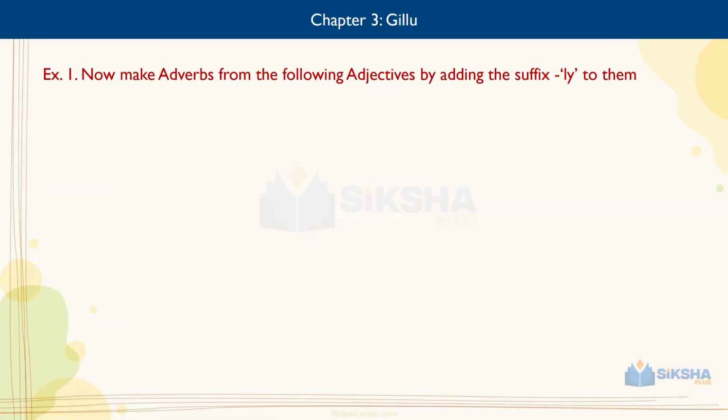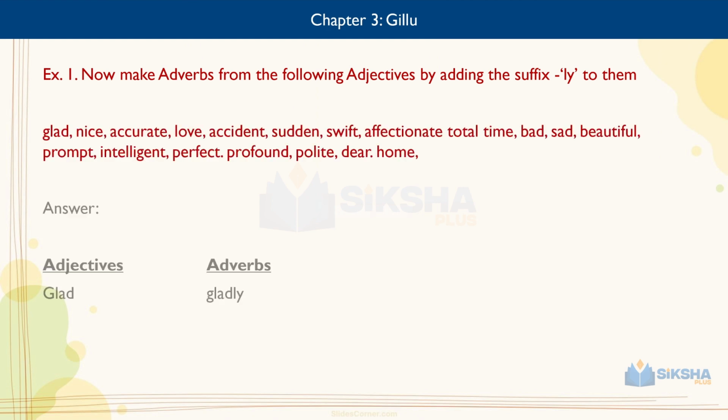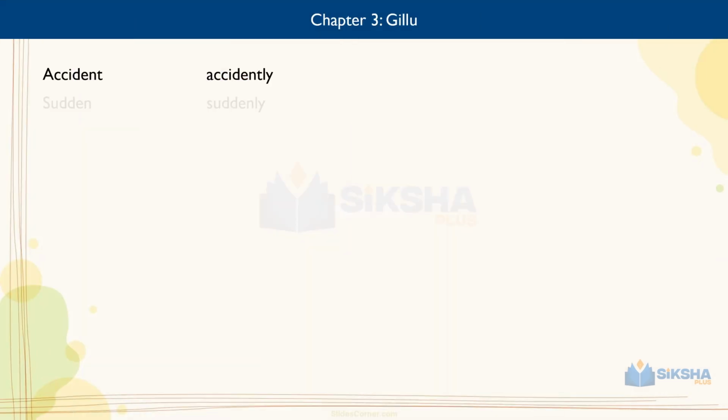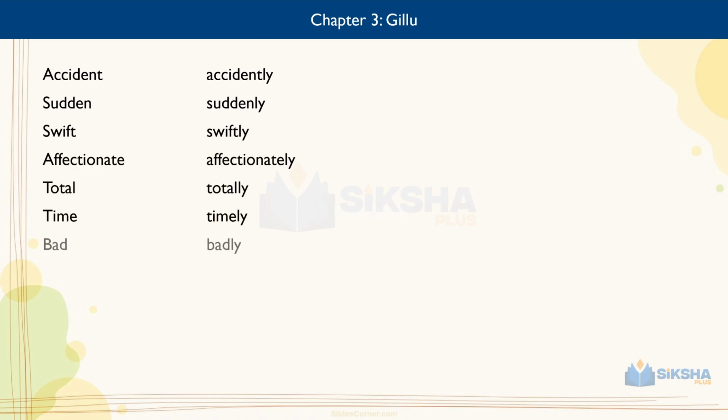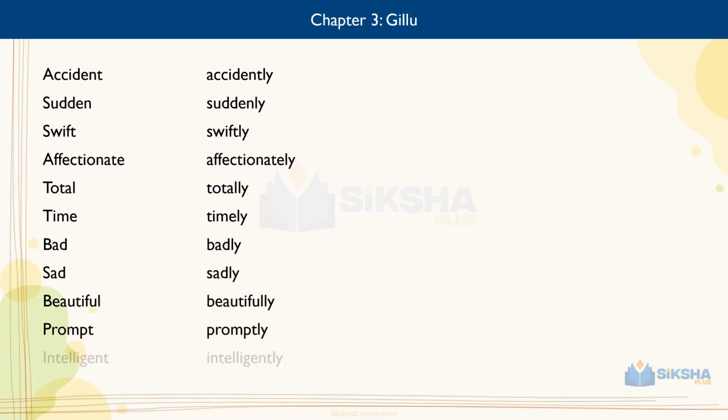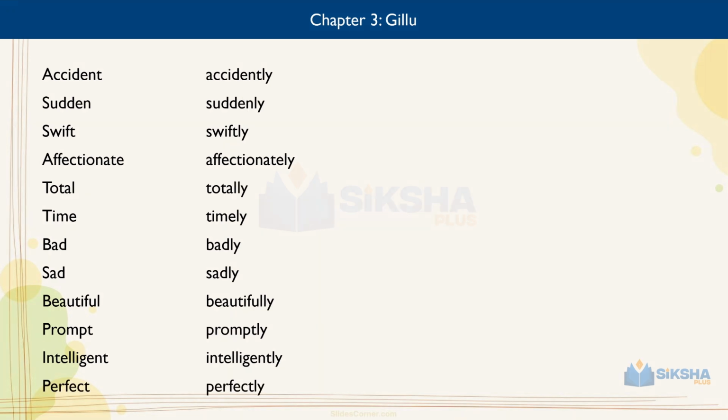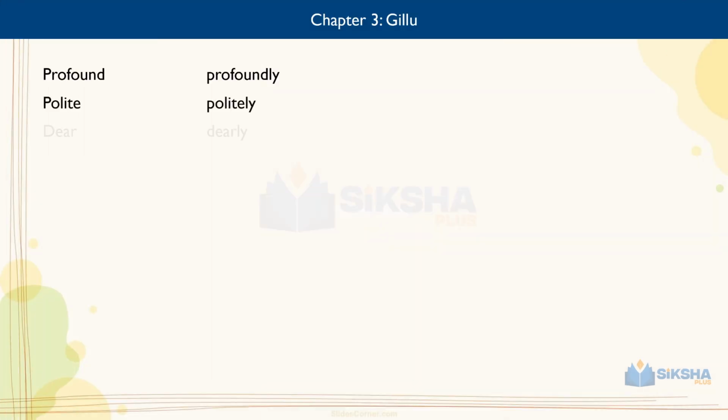Word formation. Question number 1. Now make adverbs from the following adjectives by adding the suffix ly to them. Answer. Adjectives, adverbs: glad, gladly, nice, nicely, accurate, accurately, love, lovely, accident, accidentally, sudden, suddenly, swift, swiftly, affectionate, affectionately, total, totally, time, timely, bad, badly, sad, sadly, beautiful, beautifully, prompt, promptly, intelligent, intelligently, perfect, perfectly, profound, profoundly, polite, politely, dear, dearly, home, homely.